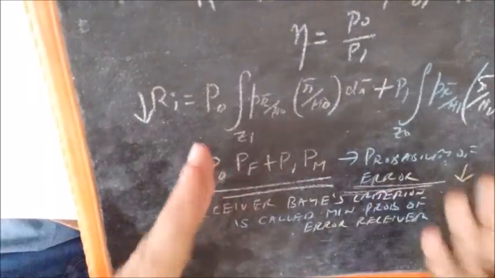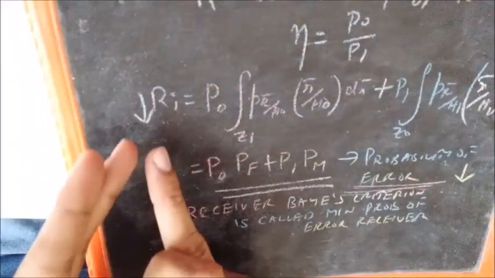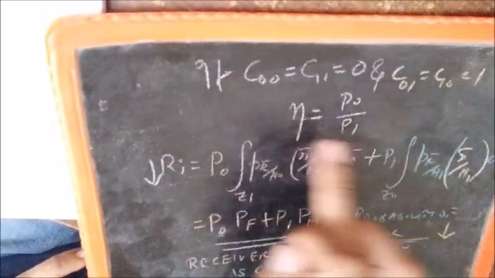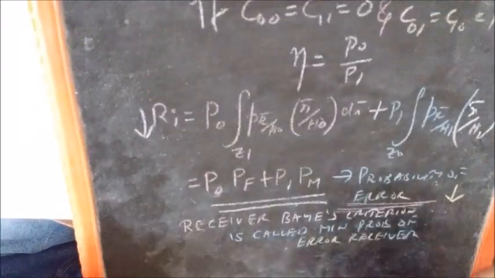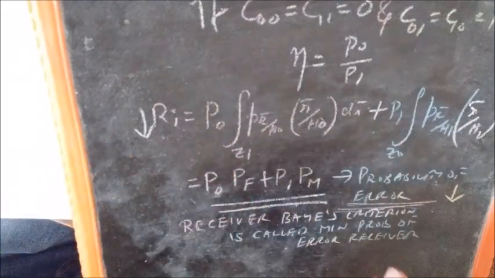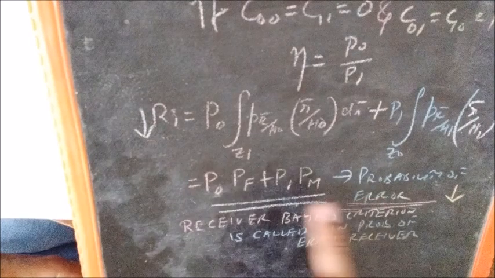So as I said, this decision rule is developed based on minimizing the risk, and as you saw here, risk is the same as probability of error when these are the conditions. And since this is based on minimizing the risk, we have minimized the probability of error. Hence, this is the receiver for minimum probability of error.